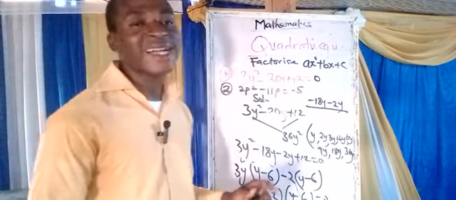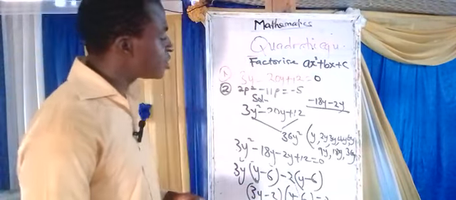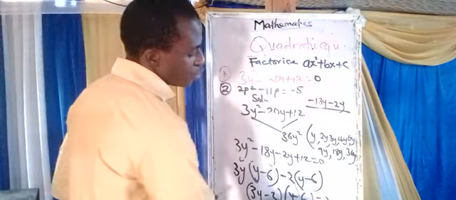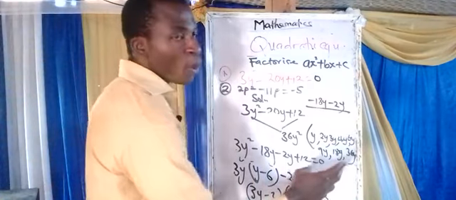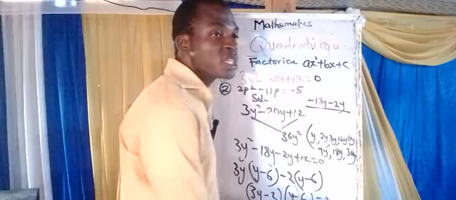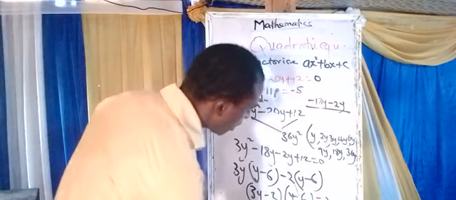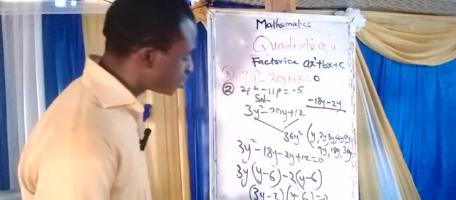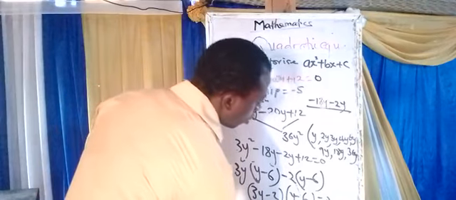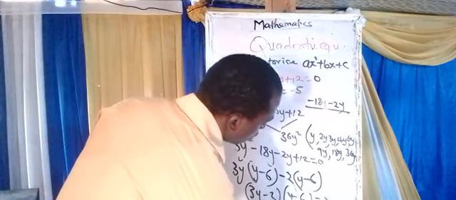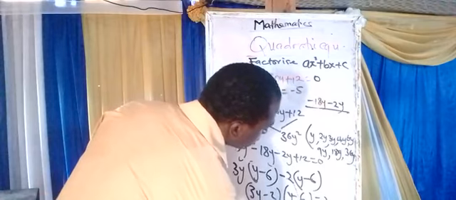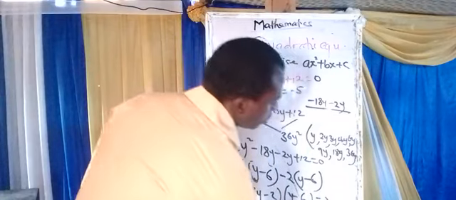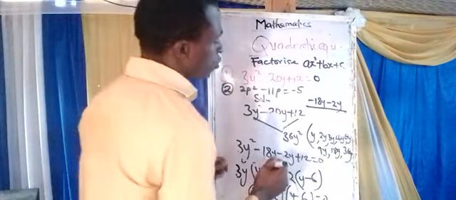To get the exact term now is the next stage. What do we do to get the exact term? We equate y minus 6 equal to what? 0. Which will now make our simple equation to be what? Y is either equal to 6 or we say our y is equal to 2 over 3.